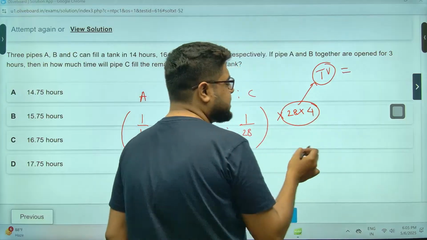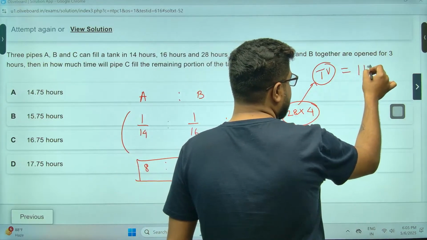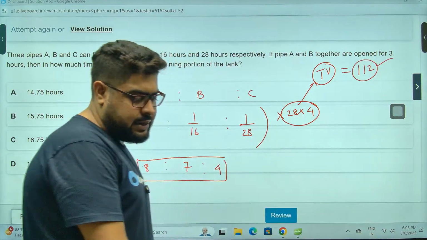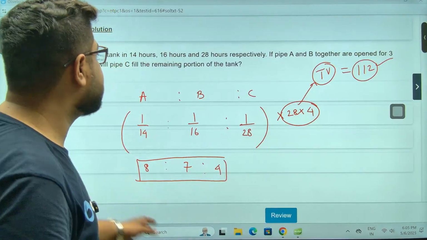Total volume, how much is it, sir? It is 112 liters, sir. Done this much now.